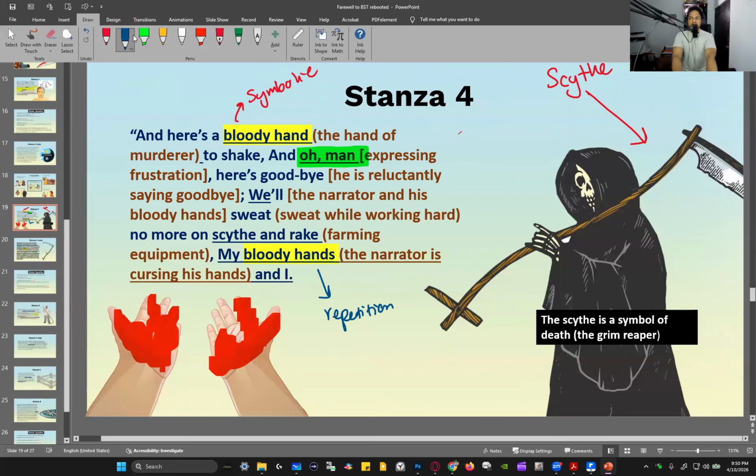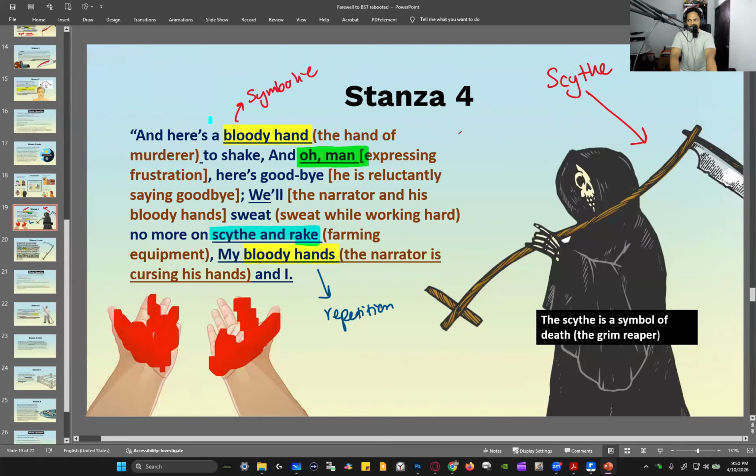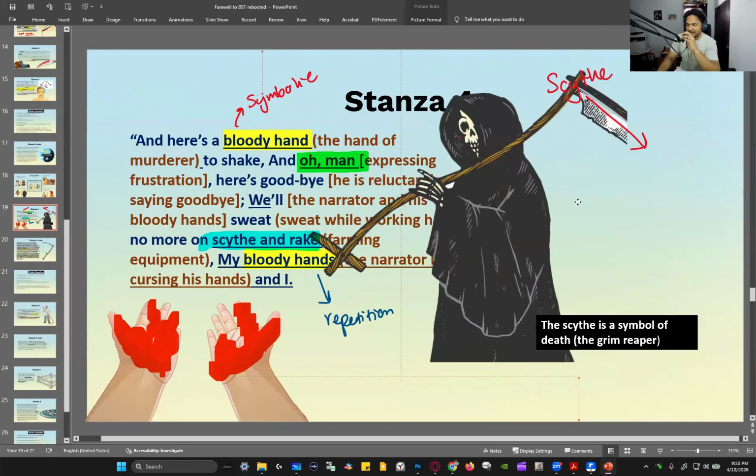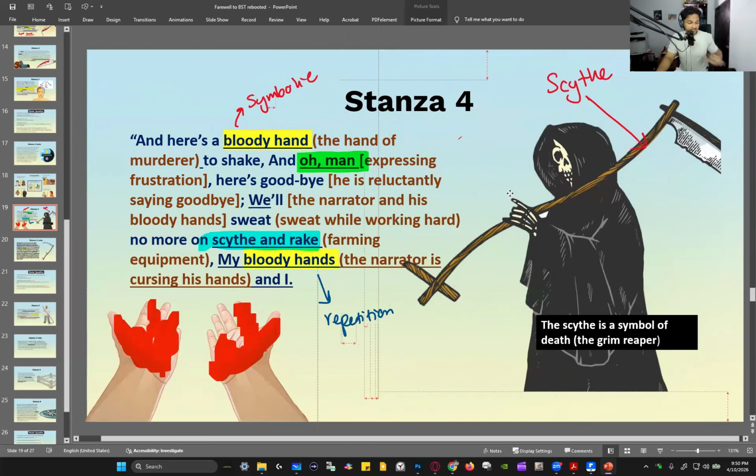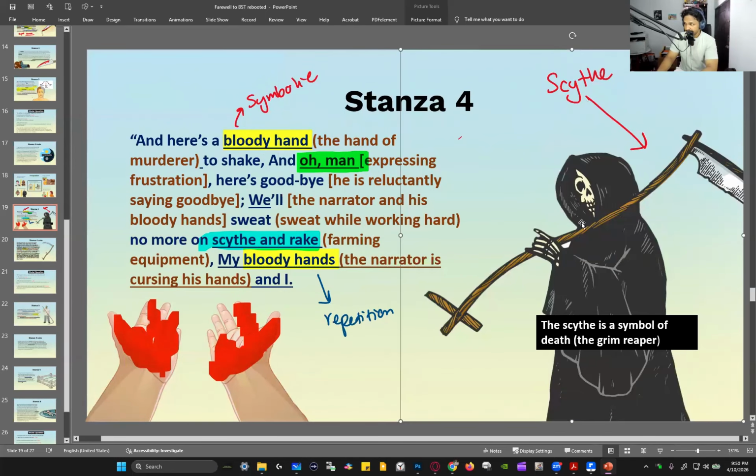He says, "Will sweat no more on scythe and rake." The scythe and the rake are farming equipment. But what does the scythe symbolize? The scythe symbolizes death, right? Will sweat no more on scythe and rake my bloody hands and I. You have to memorize the poem. If you memorize the poem, the theory becomes very easy.